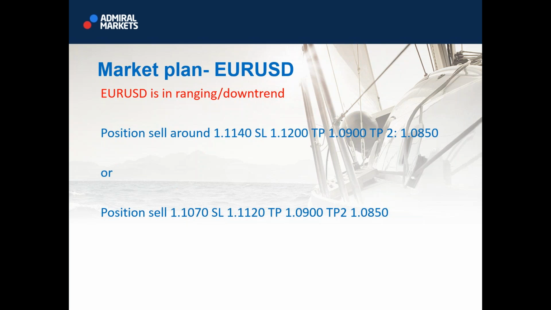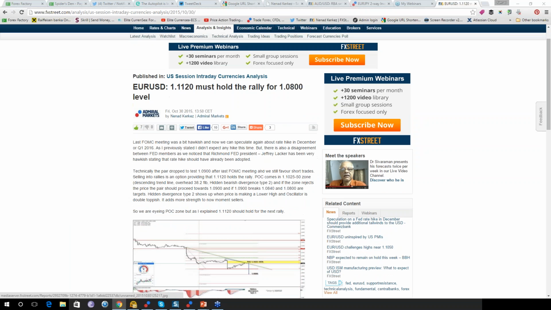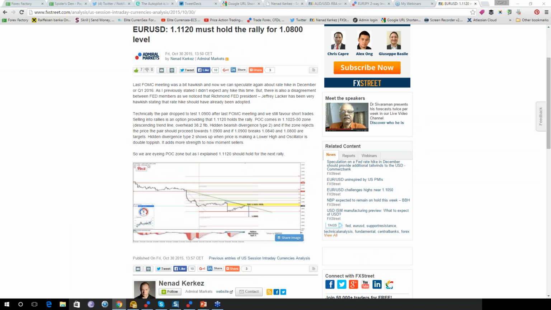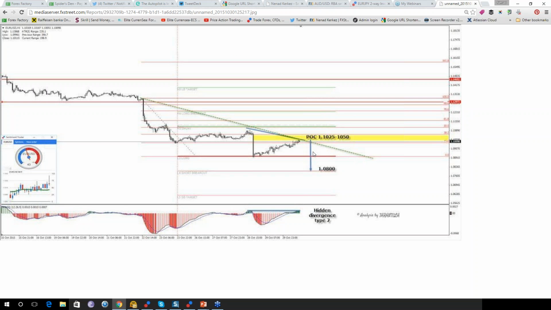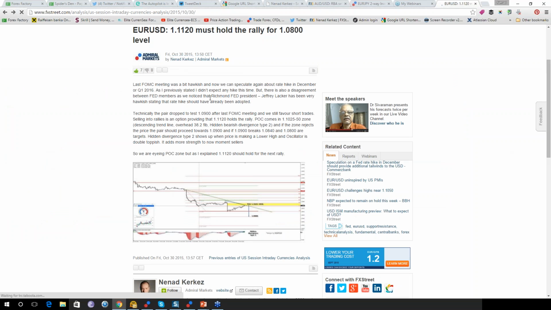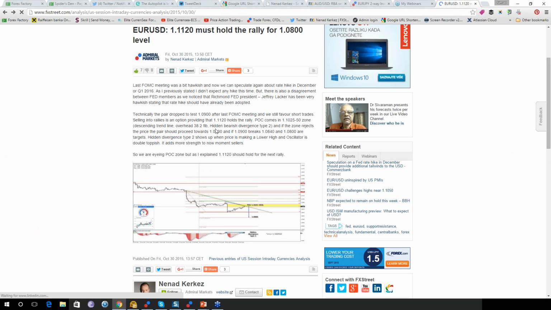You could easily see that it was an excellent setup, I need to say, because a lot of people thought that the euro dollar will really go straight after this trend line and jump up and kill all those short trades.